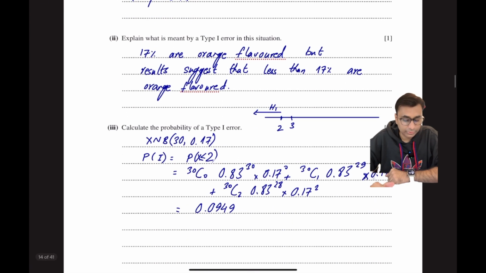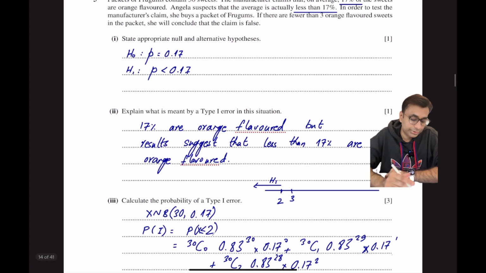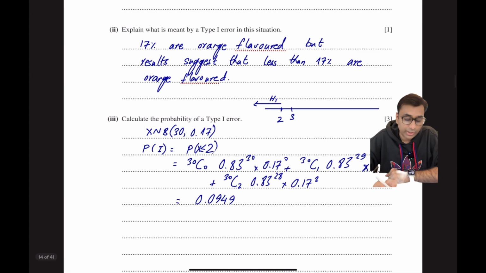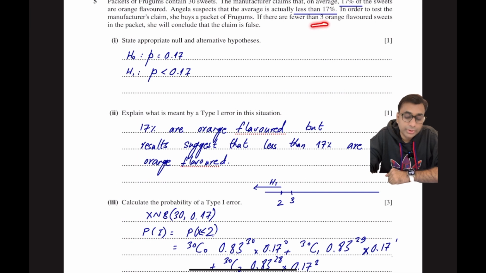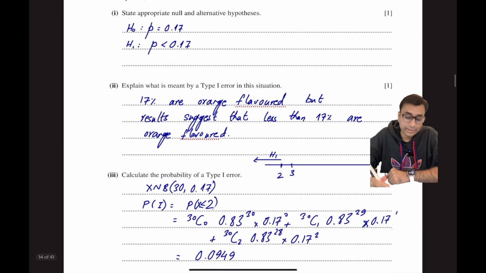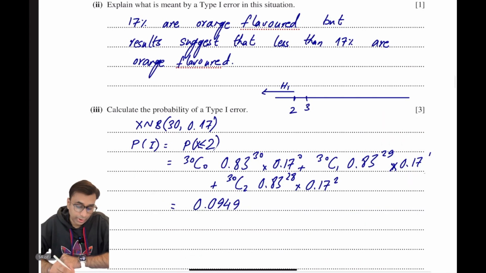Now, it says calculate the probability of type 1 error, and since your alternate hypothesis is less than 0.17, it is a one-tail, lower tail test, so you find out the probability of critical region at the lower tail. It was already suggested that if there are fewer than 3 orange flavored sweets, she will conclude that the claim is false. So that means that H1 will be accepted for 2 or less. So you already know the critical region. You just have to find out the probability of critical region. So we calculate the cumulative probability of less than or equal to 2 with P being 0.17, and that comes out to be your probability of type 1 error.